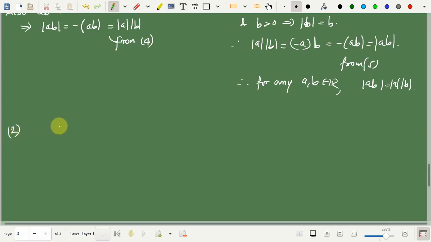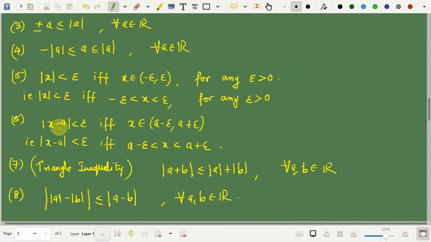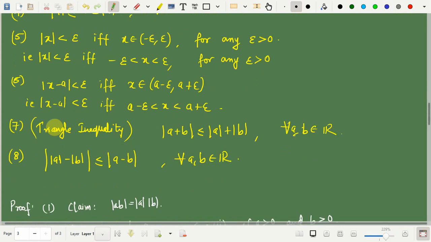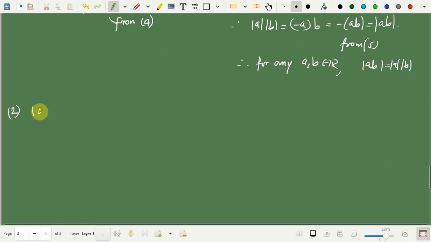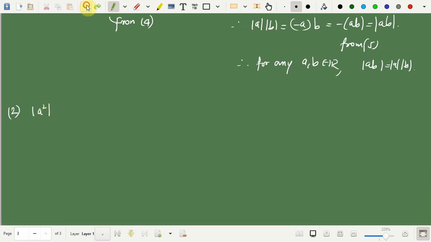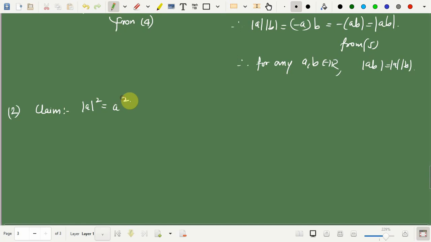In that case the claim is, let's see the claim, mod of a the whole square is equal to a square. So that's simply the application of the first one. Sorry, this is not mod of a square, we want to show that, okay, I'll write down the claim here. Claim: mod of a the whole square is equal to a square, if I'm not wrong.